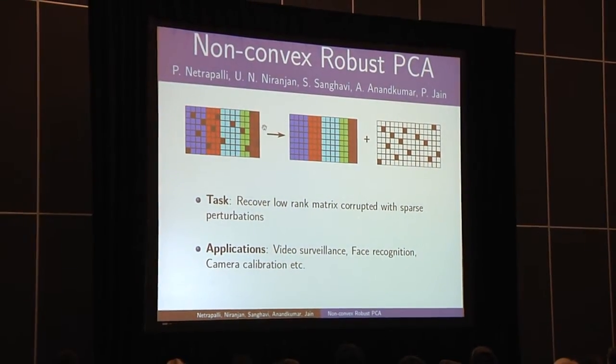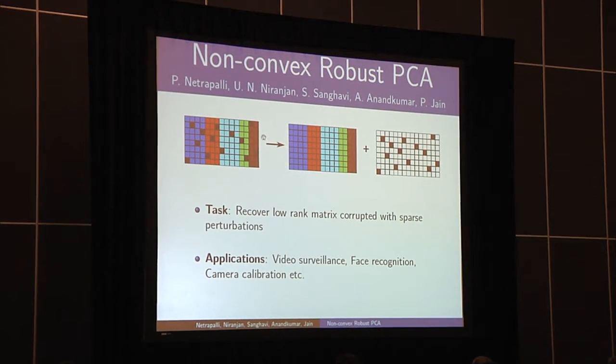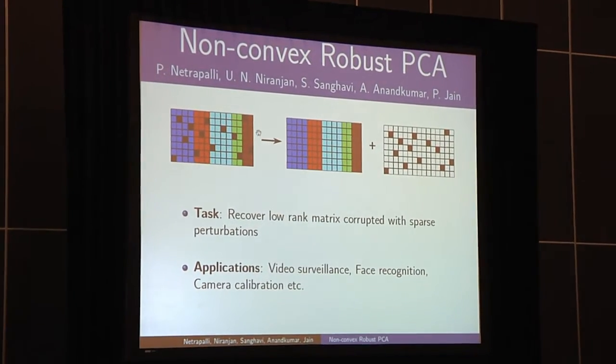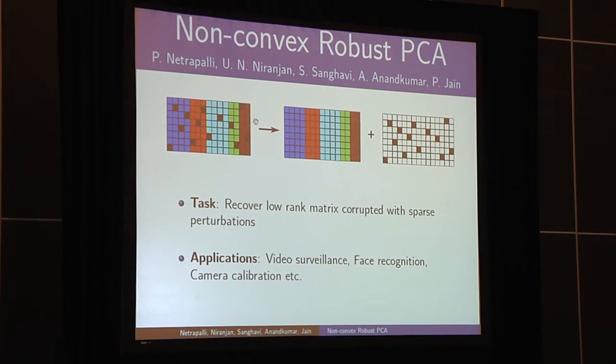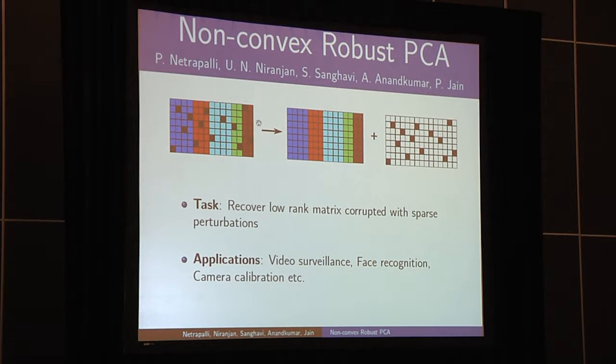For instance, in the video surveillance problem, each column of this matrix corresponds to a frame. The low-rank matrix corresponds to the background part, which does not change much over time. And the sparse part corresponds to the moving objects that are in the foreground. So the low-rank plus sparse decomposition gives us a way to do the background-foreground separation, which is important for surveillance purposes.